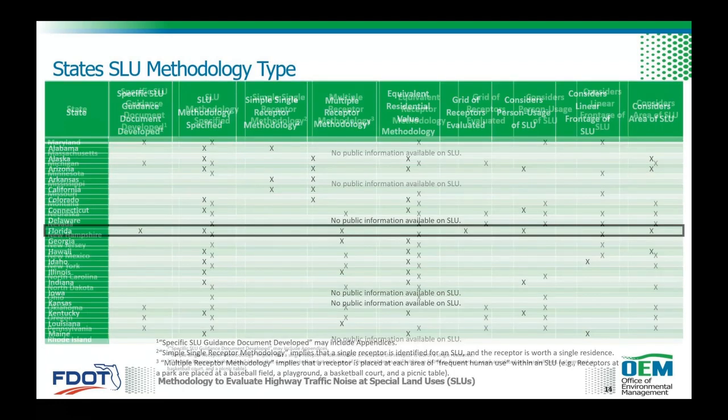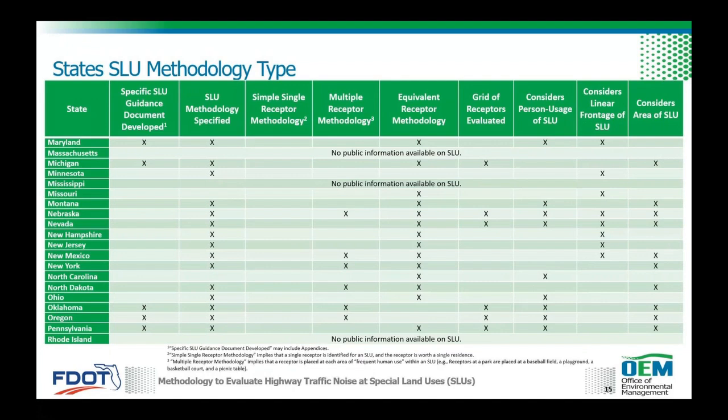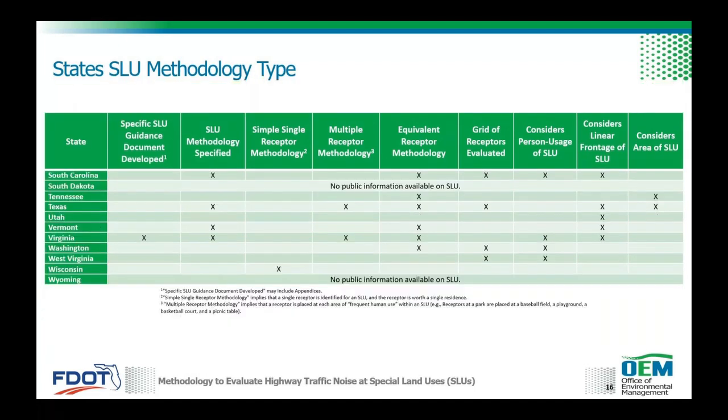As shown in the matrix, some states equate a special land use to a single residence, as mentioned, where the single receptor is identified for the special land use, while many other states actually utilize an equivalent receptor type methodology, where that special land use is equated to a residential value based on hours of usage or other metric to provide proper weight to the special land use. As mentioned earlier, some states also consider the linear frontage or acreage of the special land use when determining the residential weight.